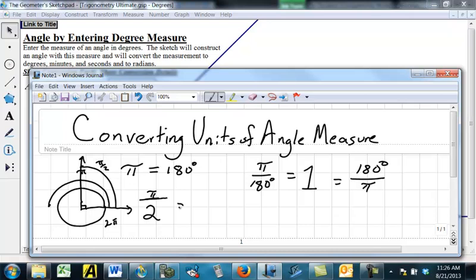What would that be in degrees? Well, we can take pi over 2 and multiply it by a fraction equal to 1, but we want our answer in degrees, so we put 180 degrees on the top of our fraction. That's equal to pi radians here. Notice that the pi's cancel, the 180 and the 2 cancel, leaving us 90 degrees for a right angle.